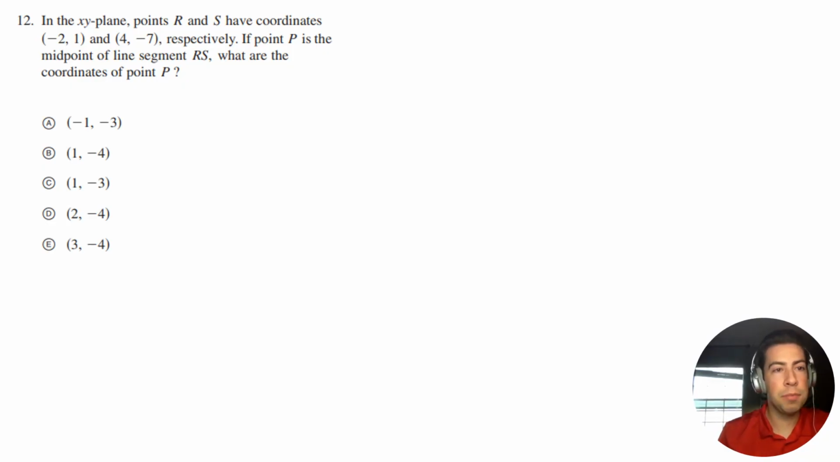All right, in the xy plane, points R and S have coordinates (-2, 1) and (4, -7), respectively. If point P is the midpoint of line segment RS, what are the coordinates of point P?